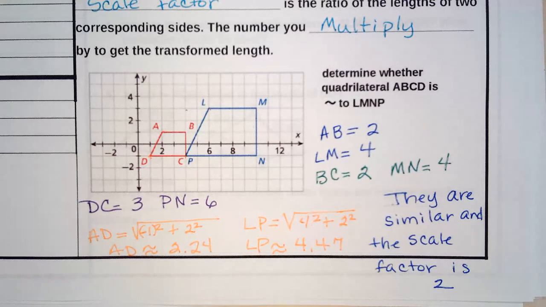So they're similar because I can take the length of one side, multiply it by 2, and get the length of the other. This is off because of rounding. If we did not do the rounding, we would have been right on the money. If you have any questions, back it up and look at the video again.